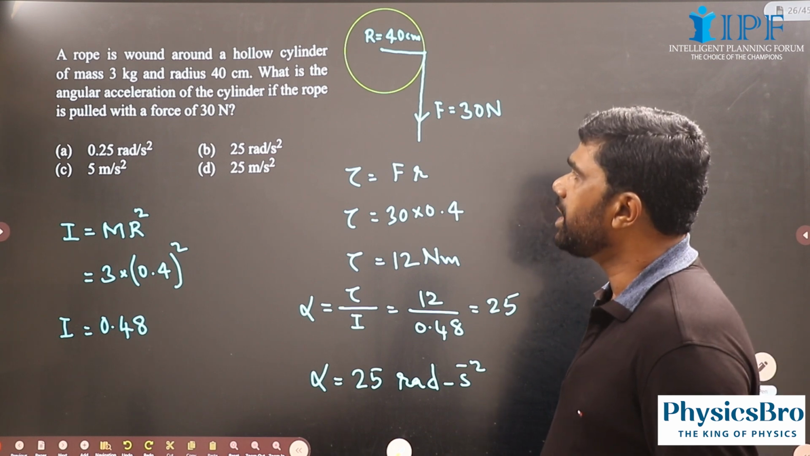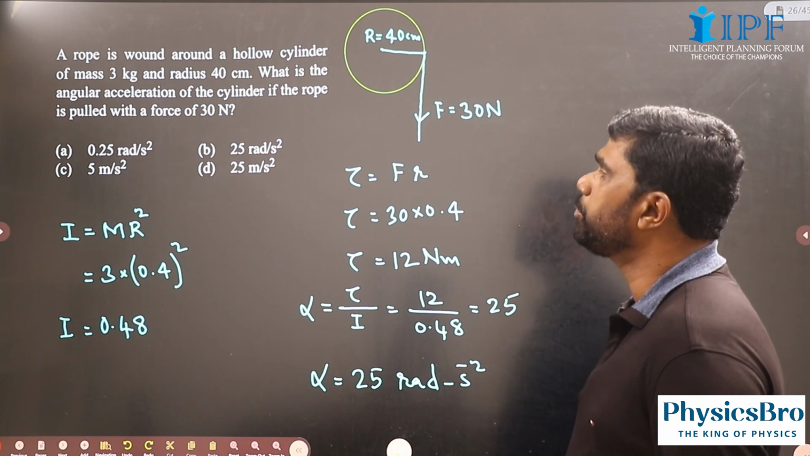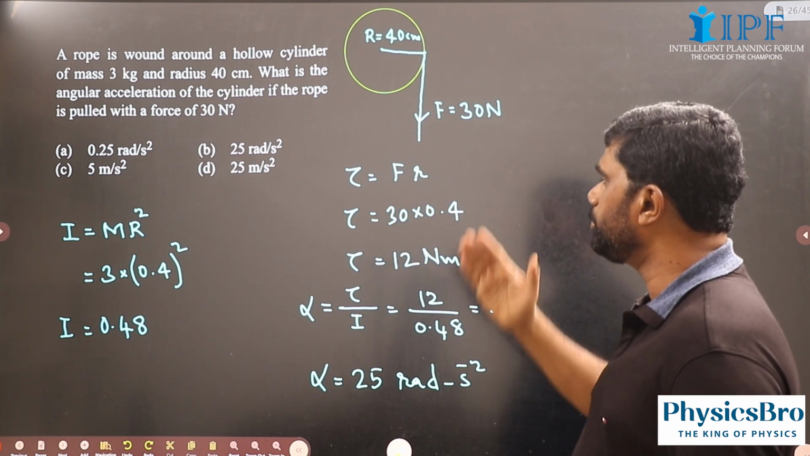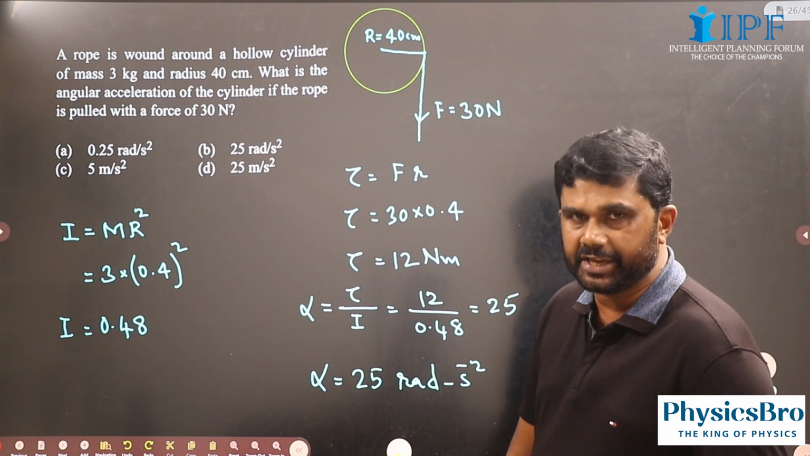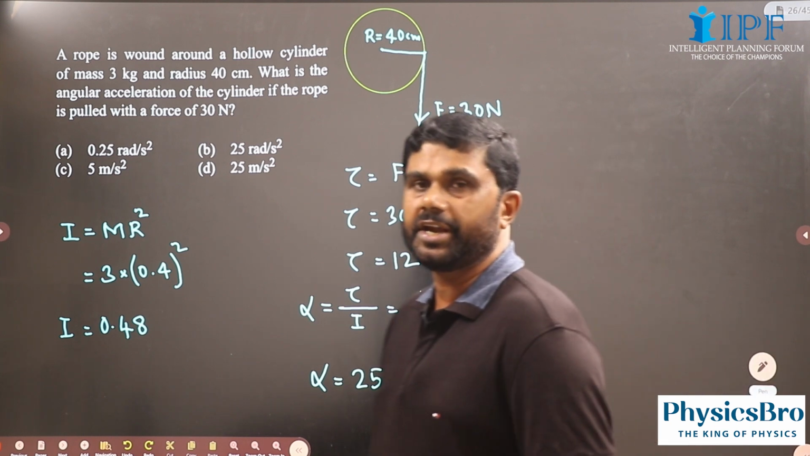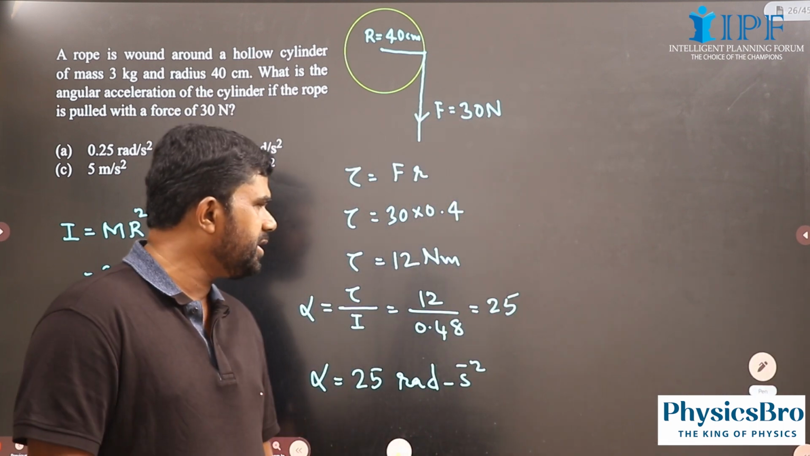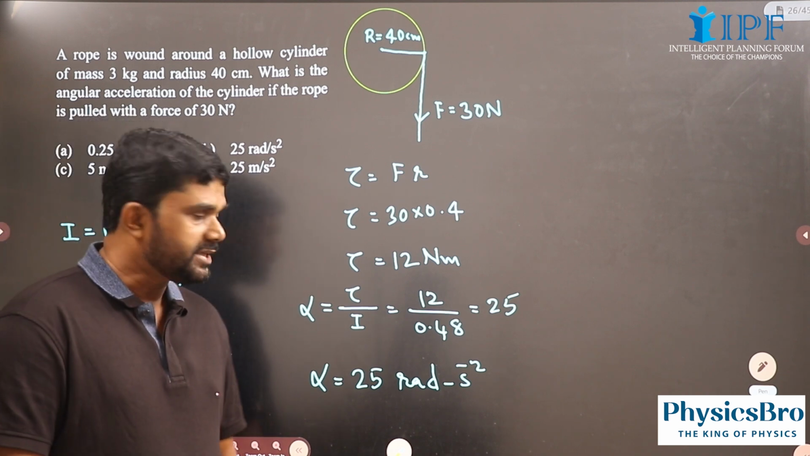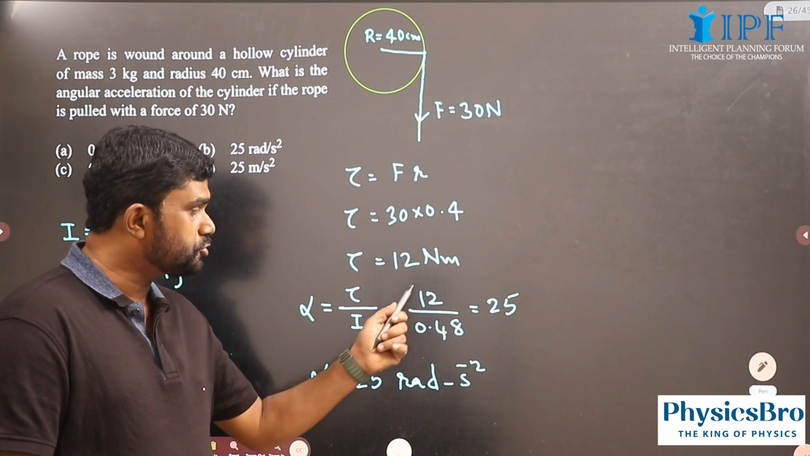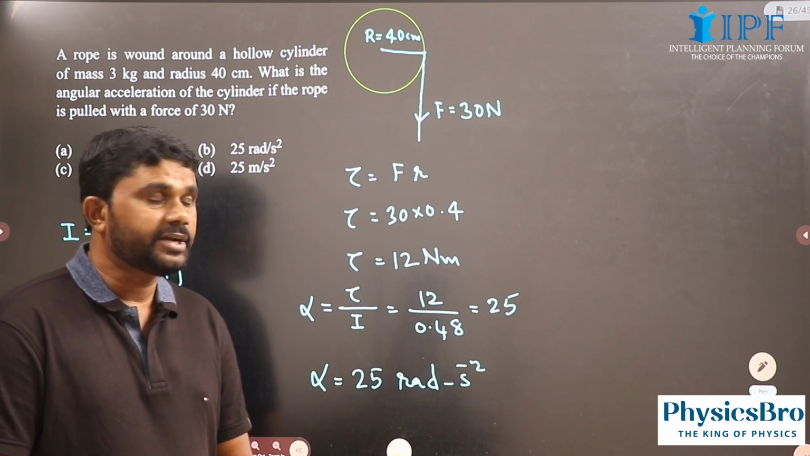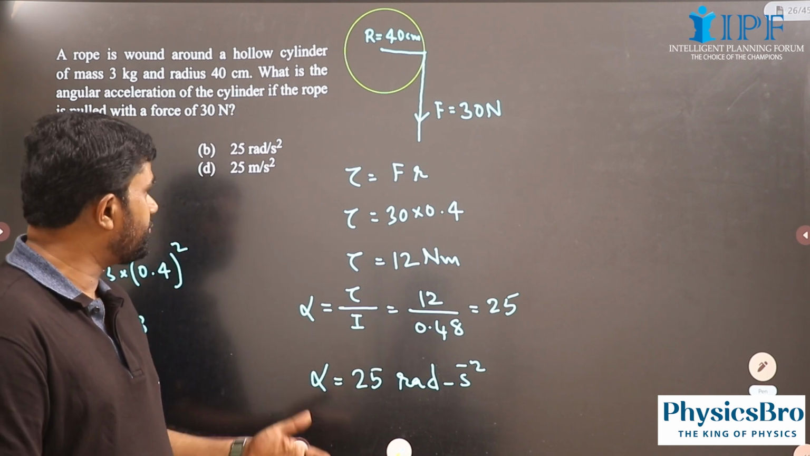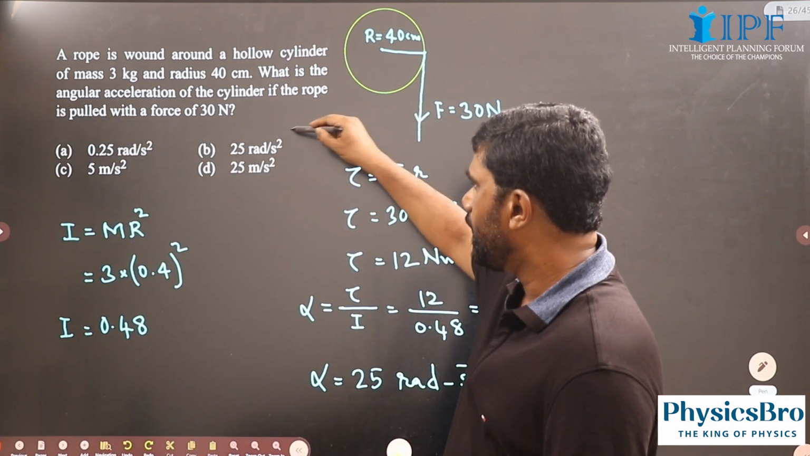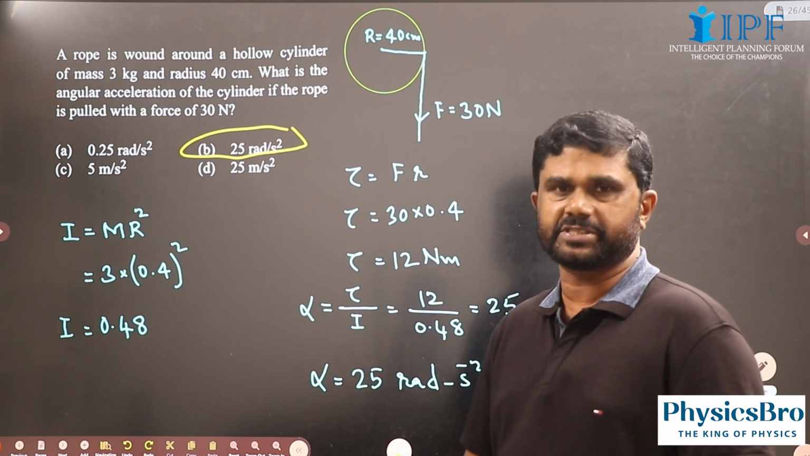What is the angular acceleration of the cylinder if the rope is pulled with a force of 30 Newton? So torque tau equal to force into perpendicular distance. Here it is equal to the radius. Force is 30 Newton and radius is 0.4. So it will be 12 Newton meter. We have to find the angular acceleration, that is torque by moment of inertia. So 12 divided by 0.48 and it is equal to 25 radians per second square.